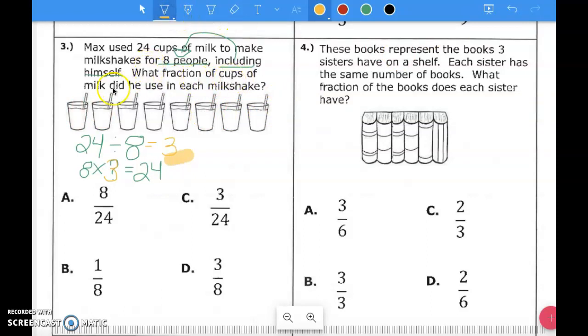What fraction of cups of milk did he use in each milkshake? What do you think? 8 out of 24? No, because the answer is 3, boys and girls. This one is not okay. It has to be either this one or this one. Which one makes more sense? 3 out of 24 or 3 out of 8? What fraction of cups? If he used 24 cups, these are cups, right? Did he have 8 cups? This is a distractor, you guys. Did he have 8 cups? No. He had 24 cups. 24 cups. And how many did he?